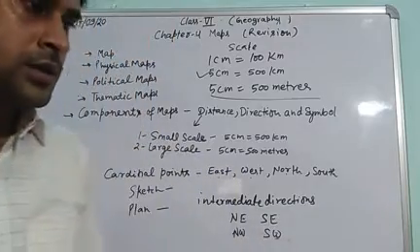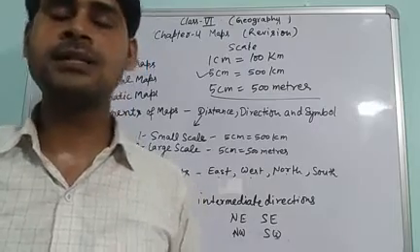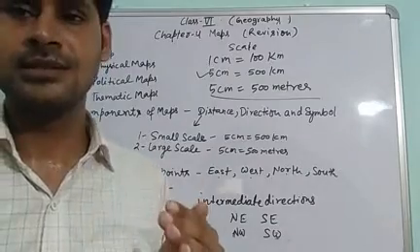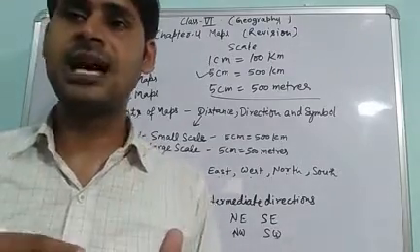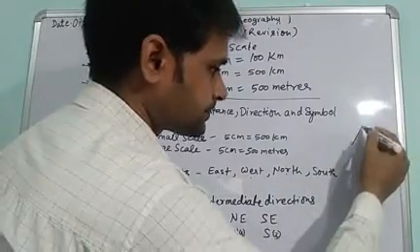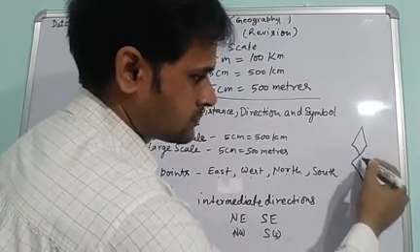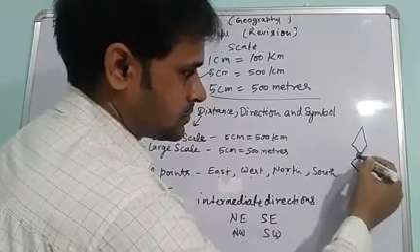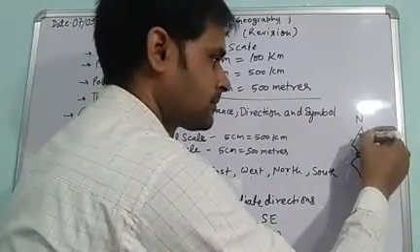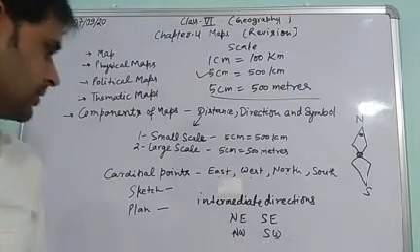In this connection, sometimes we use a compass. A compass is an instrument which is used to find the main directions. Its magnetic needle always points towards the north-south direction. So it is called a compass.